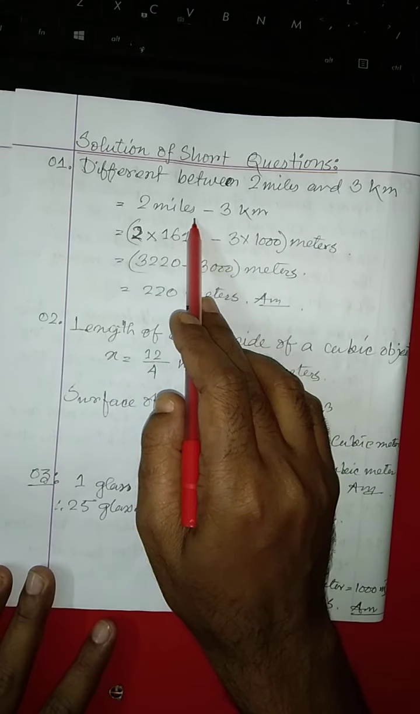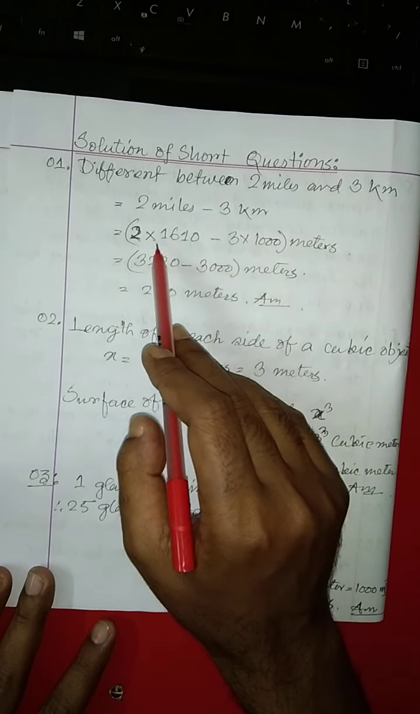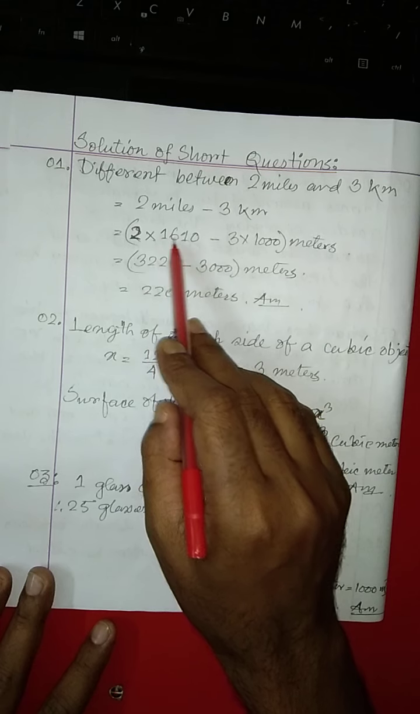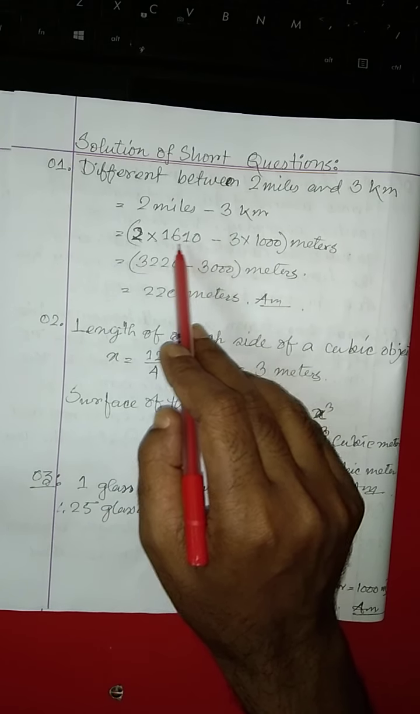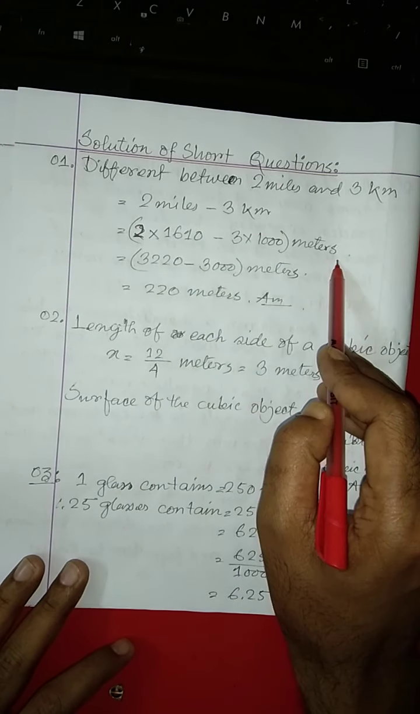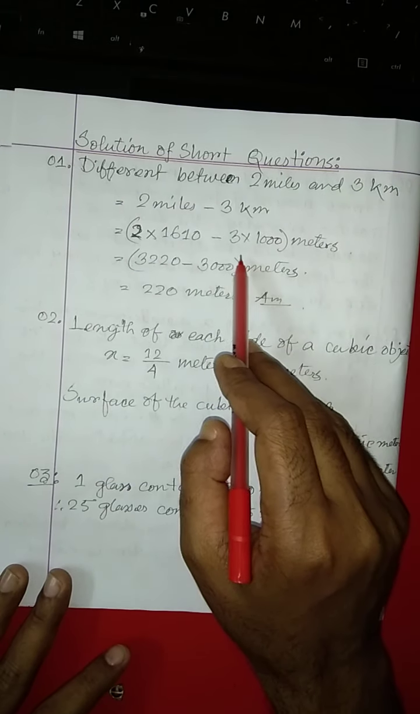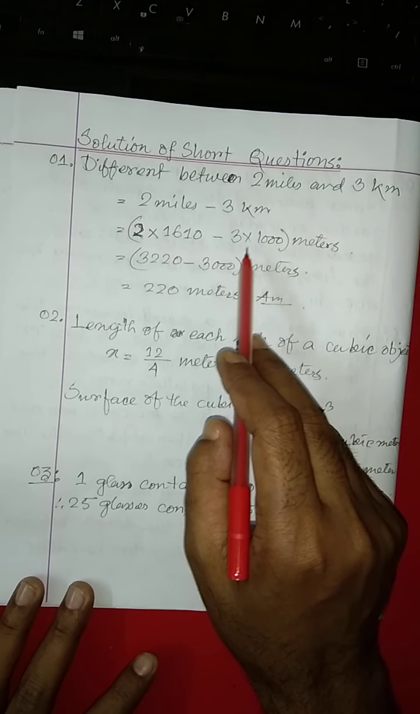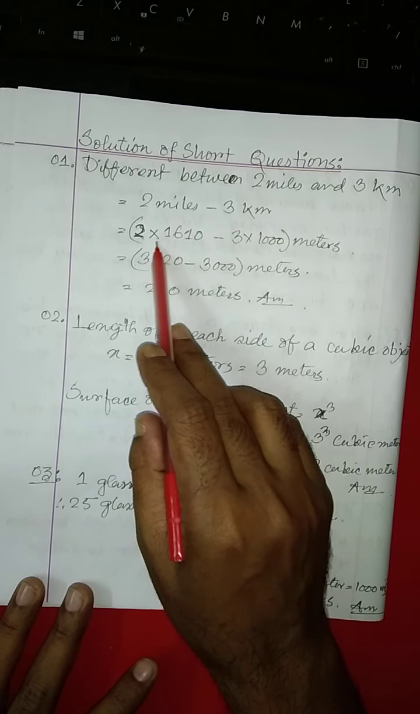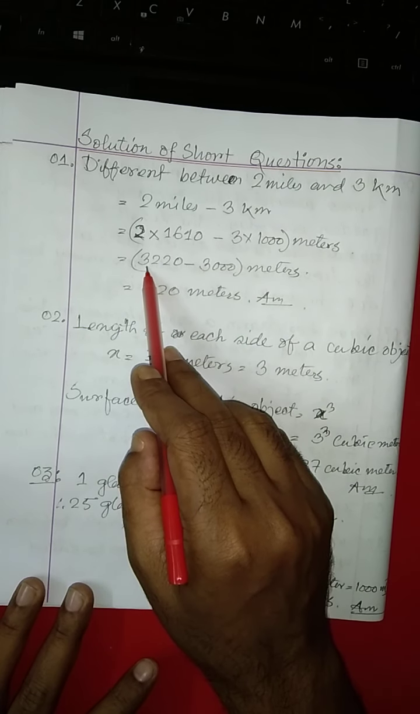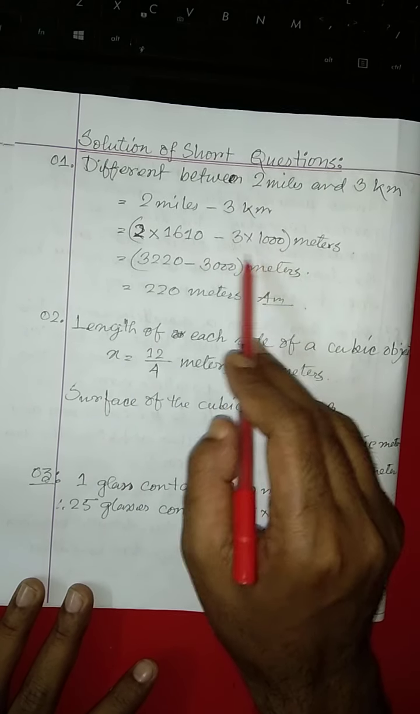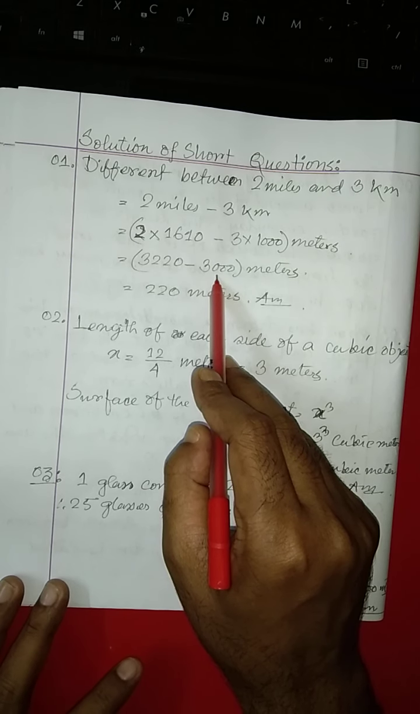So here, 2 miles minus 3 kilometers. 2 miles equals 2 into 1610, that is 1610 meters equal to 1 mile. So we have to multiply by 2, and that is also converted into meters. And here the 3 kilometers, so we know that 1 kilometer equals 1000 meters, so we have to multiply by 3. So 2 into 1610, there we will get 3220, and 3 into 1000 equals 3000.